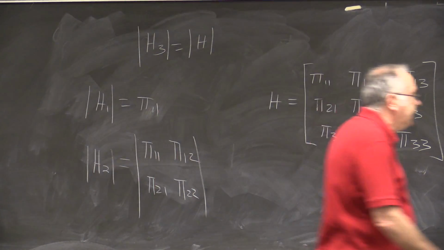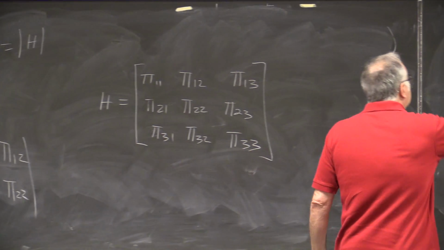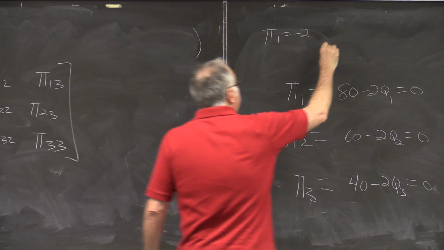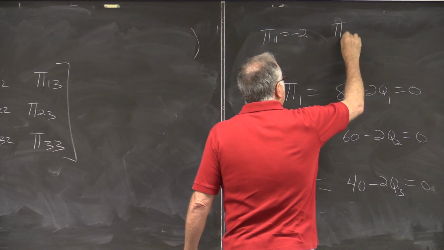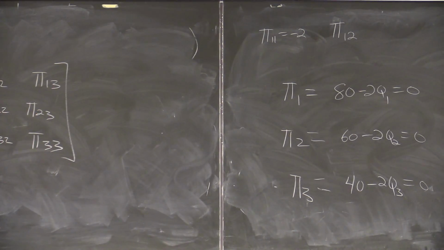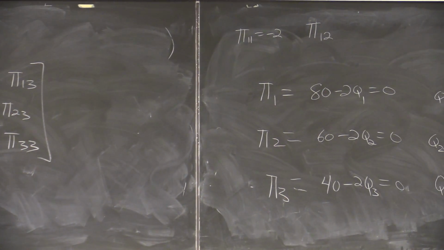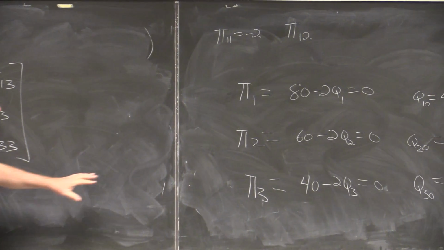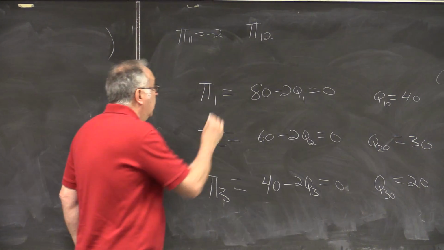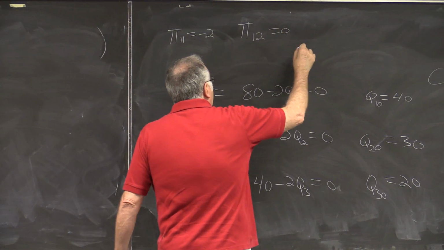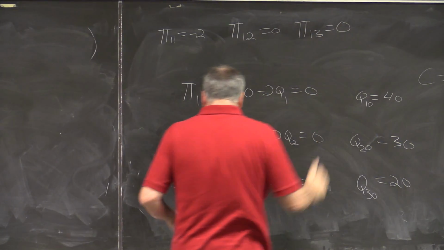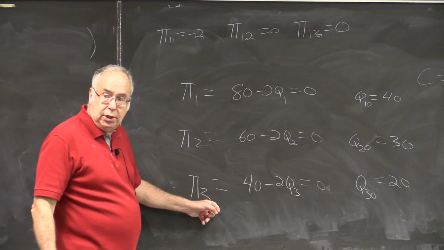Now, what is pi 1,1? What is pi 1,2? Notice pi 1,2, well, okay, just tell me, what is pi 1,2? 0. If you go to pi 2, notice there's no Q1 there. So pi 1,2 is 0. This is going to make it easy. What is pi 1,3? Also 0. You differentiate this with respect to Q1. 0.